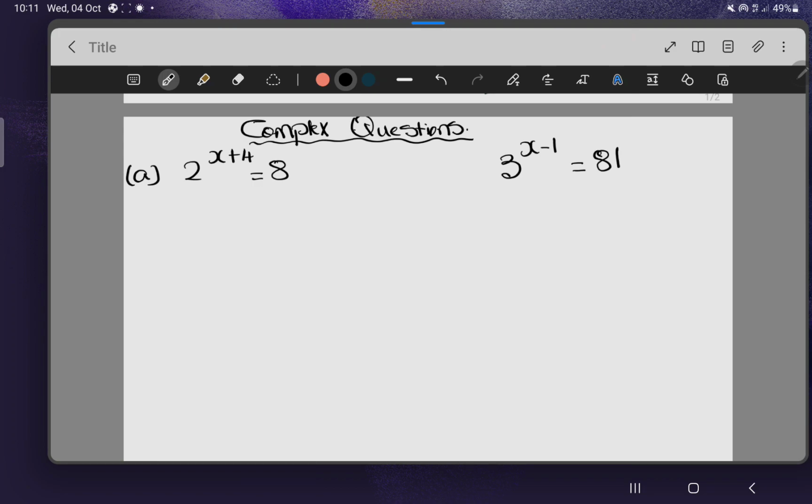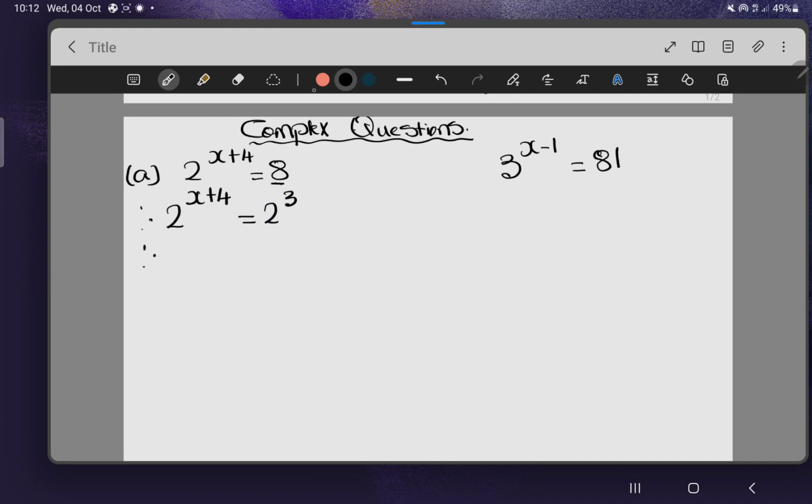We have again complex questions here. So now when it comes to this one, what you need to do, remember, you must make sure that the bases are the same. Then now we're going to change this 8. So that will be 2 to the power of 2x plus 4. It's equal to, how do we change 8? That will be 2 to the power of 3.